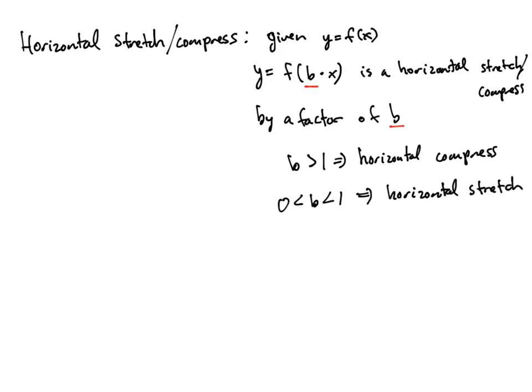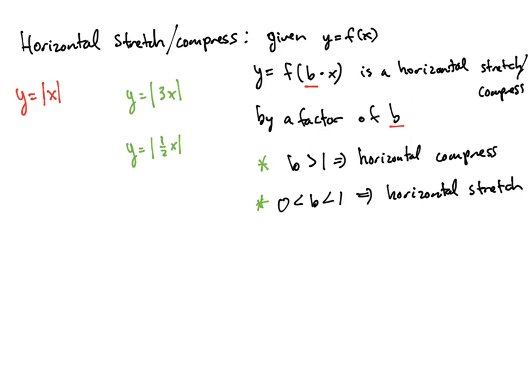Okay, so lastly, as an example, let's say we have the absolute value function. If y is equal to absolute value of 3x, that is going to be this instance. So it's going to be a horizontal compression by a factor of 3. If y is equal to 1/2 x, that's going to be in this instance because the b value would be between 0 and 1. This would be a horizontal stretch by a factor of 1/2.